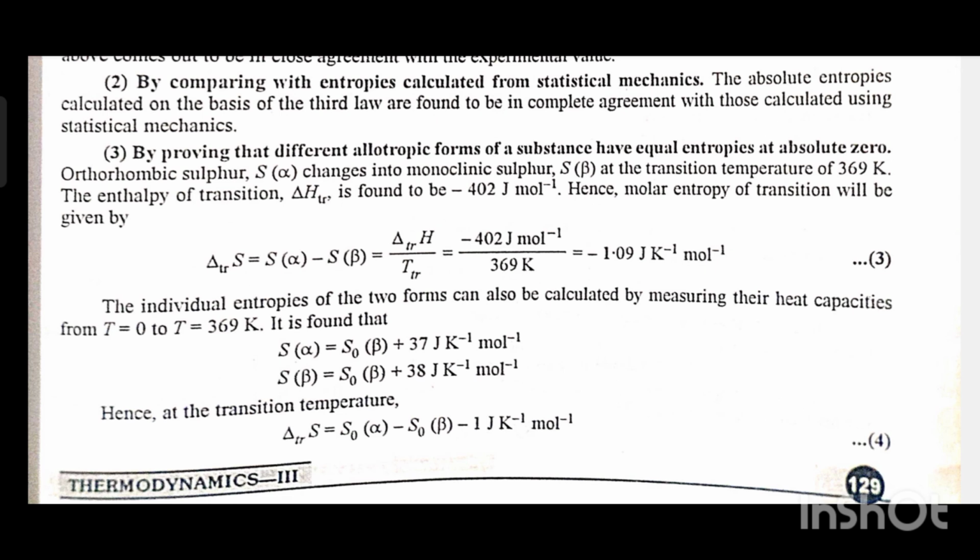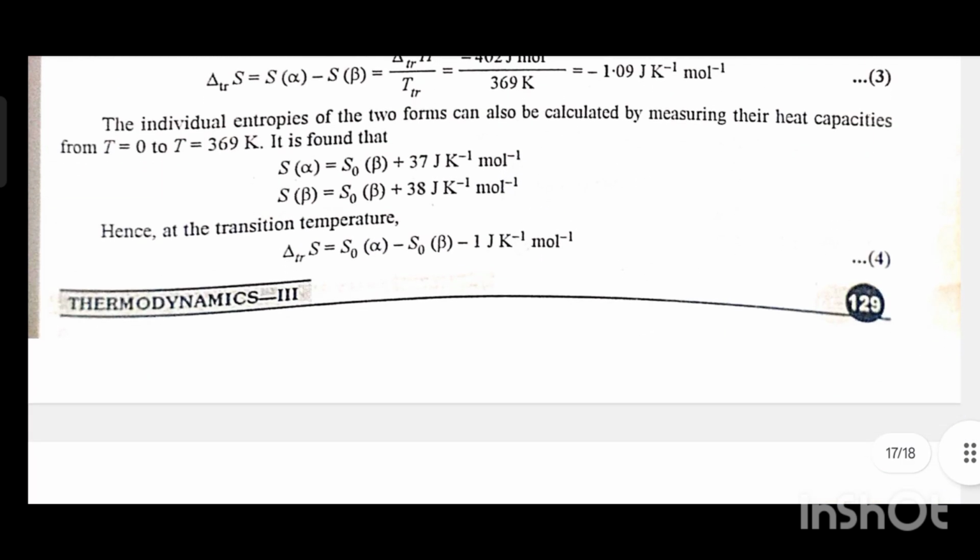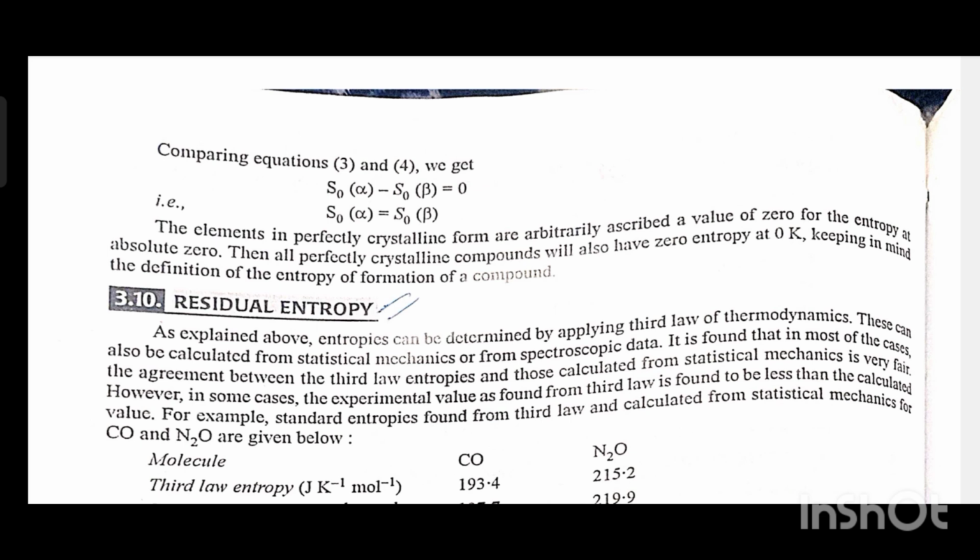That is equation 3. The individual entropies of the two forms can also be calculated by measuring their heat capacities from T is equal to 0 to T is equal to 369. It is found that S alpha is equal to S naught beta plus 37 joule per Kelvin per mole. S beta is equal to S naught beta plus 38 joule per Kelvin per mole. Hence, at the transition temperature, delta TR S is equal to S naught alpha minus S naught beta minus 1 joule per Kelvin per mole, which is equation 4. Comparing equation 3 and 4, we get S naught alpha minus S naught beta is equal to 0, so S naught alpha is equal to S naught beta.